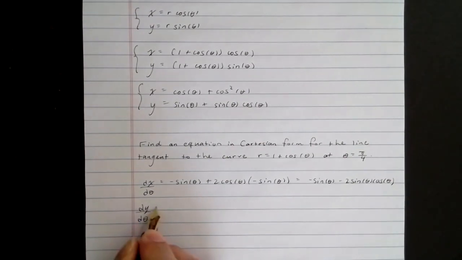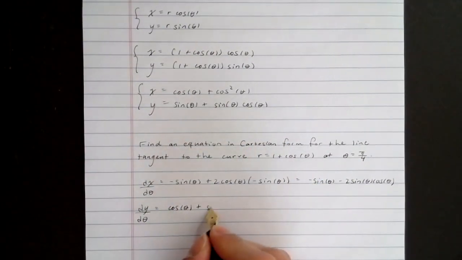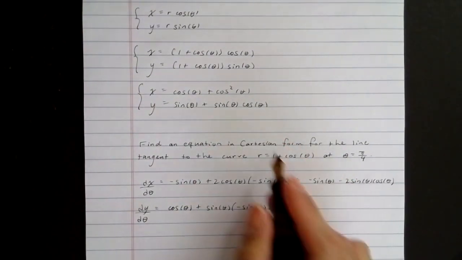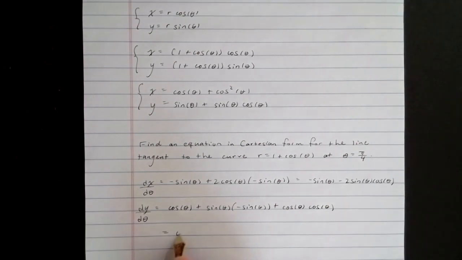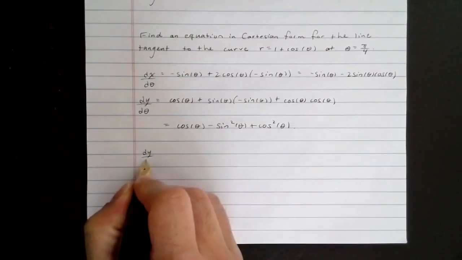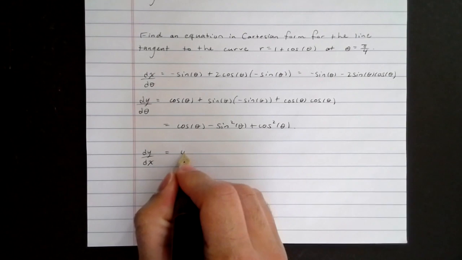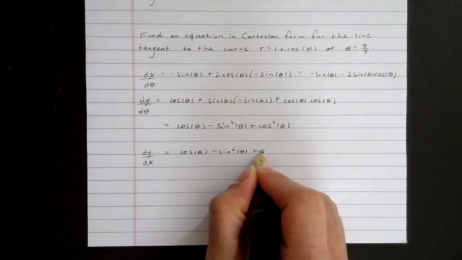Alright, now let's look at dy d theta. You have to use the product rule. So first times the derivative of the second plus second times the derivative of the first. So this is minus sine squared plus cosine squared. So now in general, dy dx is dy d theta divided by dx d theta.